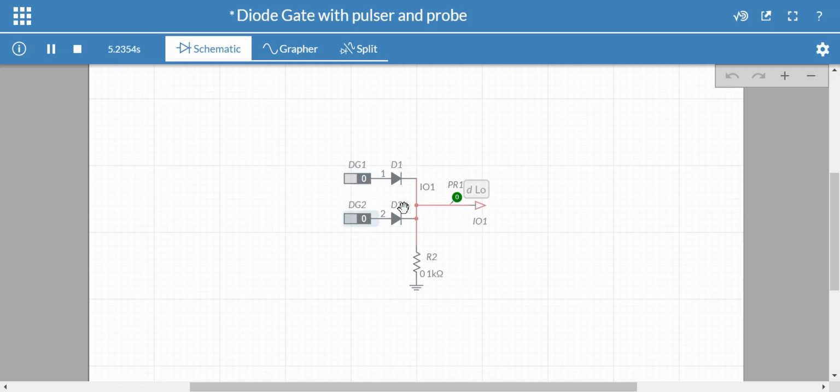So that's the way to do it digitally, with a digital pulsar and probe. So again, in the lab, I talk about either using power supplies and an LED or using a digital pulsar and a probe. And this is the other way.